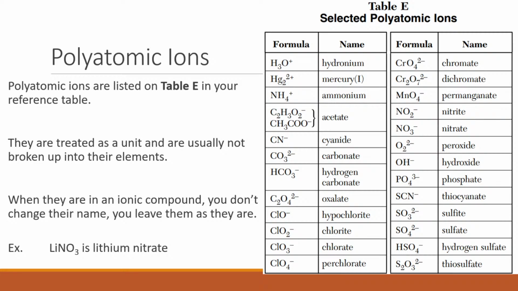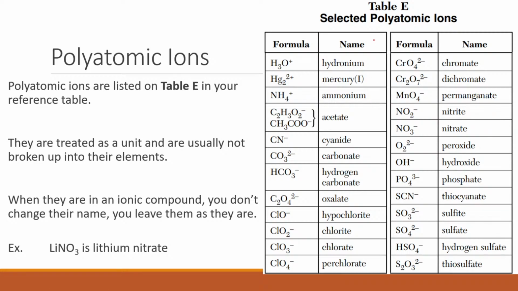Today we are going to continue our discussion on naming ionic compounds by introducing the idea of polyatomic ions and then talking about how that changes our rules, or adds to our rules, for naming ionic compounds. First, let's define a polyatomic ion. This is the first time we're seeing them, and so let's look together.